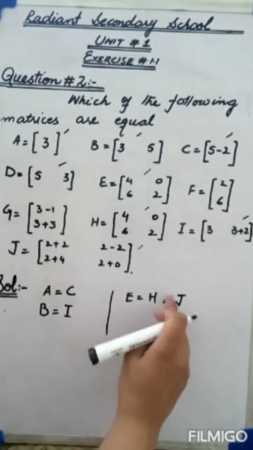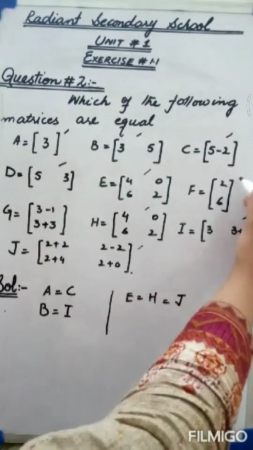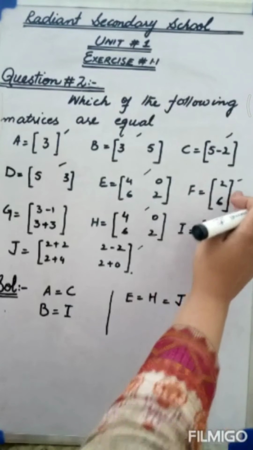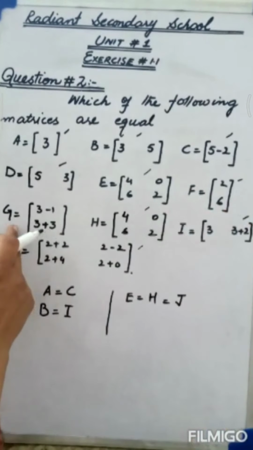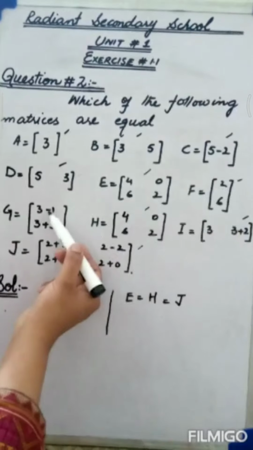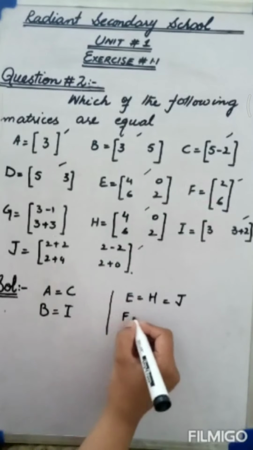Clear? Okay, the next matrix is F having order 2 by 1 and this is G having order 2 by 1. Now we will check their corresponding entries. This is 2, 3 minus 1 is 2, 6, 3 plus 3 is 6. So we can write F equals G.